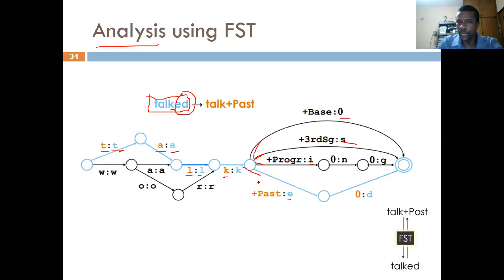So it means I'm going to follow this path. It comes like this, and I'm going to follow this path, because this is the place where the input is the same as the output.